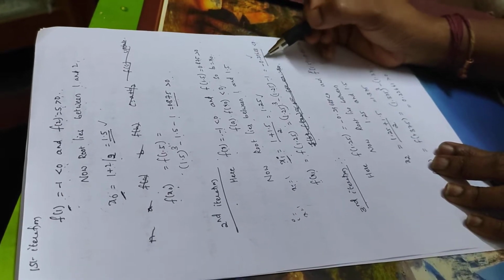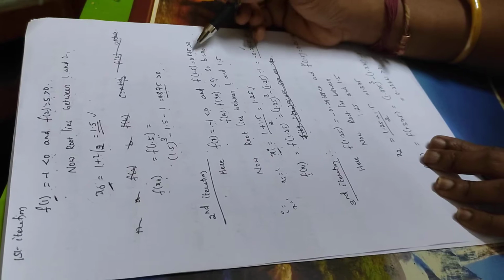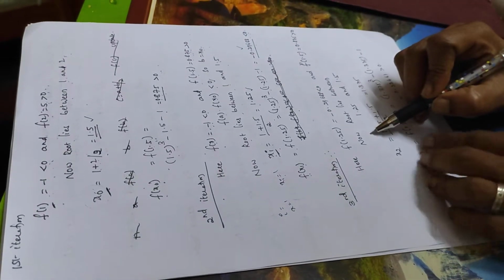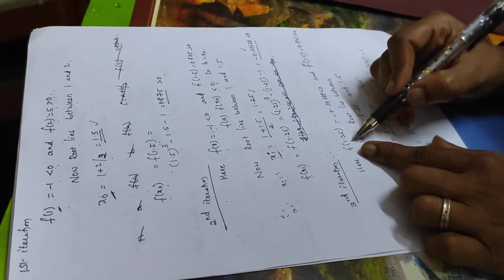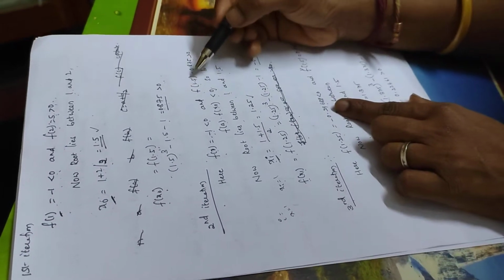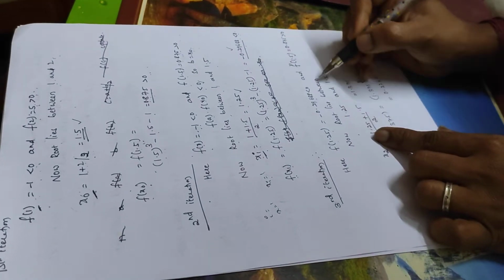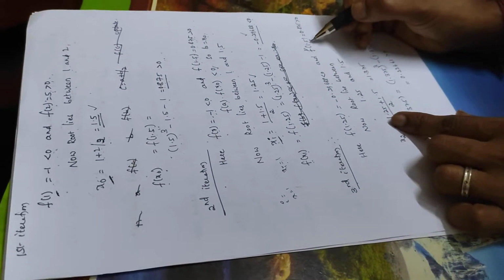So when I have a negative value, definitely I can choose the next value as my positive value. So in my next iteration, I can choose f of 1.25 because its value is less than 0, and I can choose 1.5 because the value is greater than 0. So now my root lies between 1.25 and 1.5.